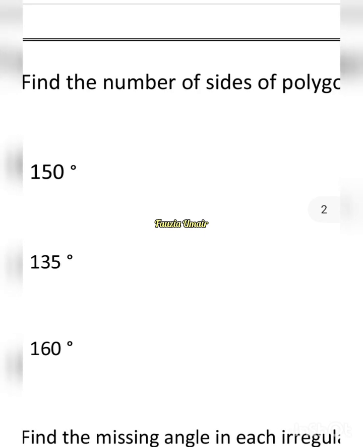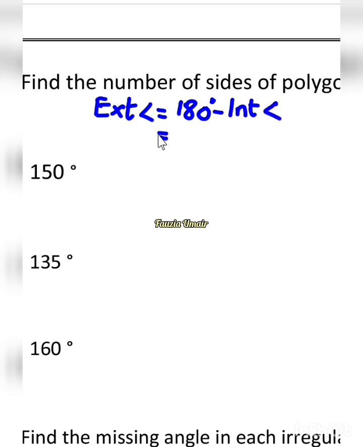Now you need to remember that this 150 degrees is the interior angle. So the first step is to find the exterior angle at the point where the interior angle is 150 degrees. The exterior angle would be 180 minus the interior angle. How? Because we know the property that exterior plus interior is equal to 180 degrees. So if we calculate it, it would be 180 minus 150 degrees. So the exterior angle at this point is 30 degrees.